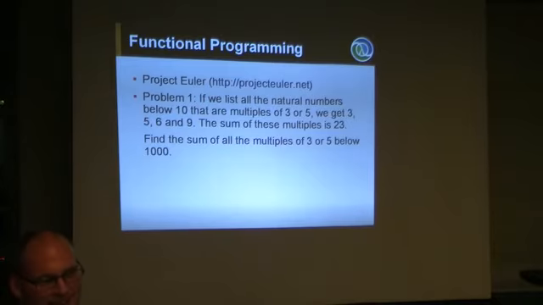And so you can read it. Problem 1 is: if you list all the natural numbers below 10 that are multiples of 3 or 5, we get 3, 5, 6, 9. The sum of these multiples is 23. So the problem statement is: find the sum of all the multiples of 3 or 5 below 1,000. Right? So think about that for a little bit and how you would do that in Java. And then we're going to blow your mind and do it in Clojure.